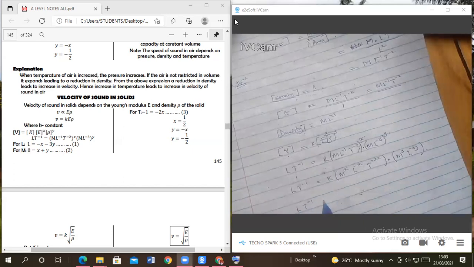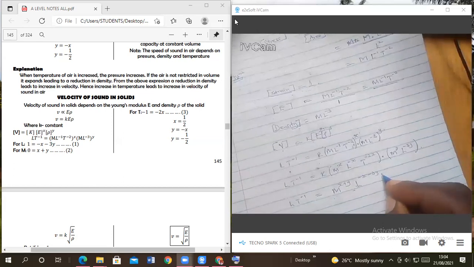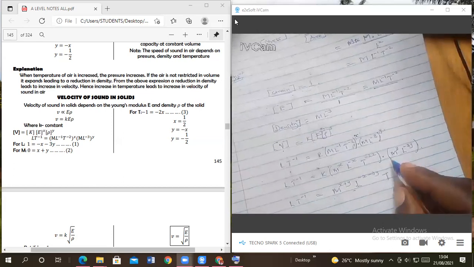LT to the power negative 1 is equal to... Let us first leave that K. For M, what do you get? M^(X plus Y). Then L^(negative X minus 3Y). Then T^(negative 2X).